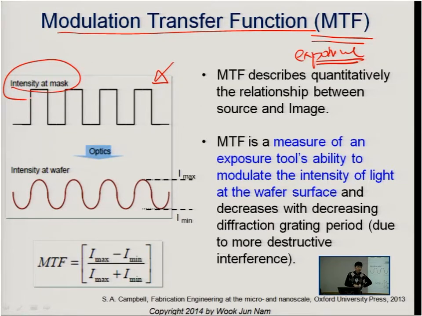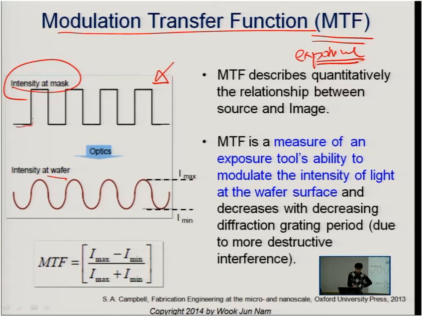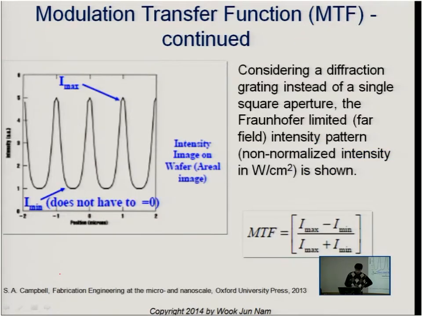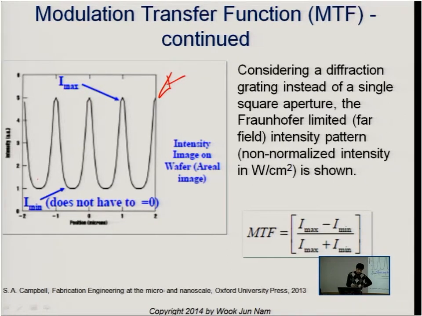But because of the diffraction effect, the intensity at the wafer is not this square-like perfect intensity profile, but it has a more curved distribution. This is one example. In this case, in the unexposed area, the intensity is not 0, but it has some intensity. And the maximum area, this shaded area, is an exposed area. It has some intensity.